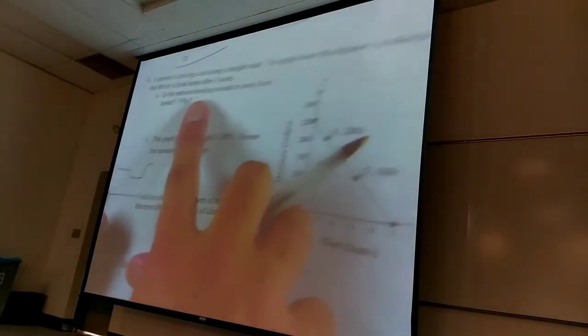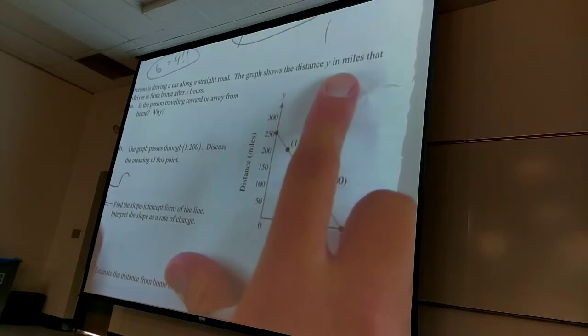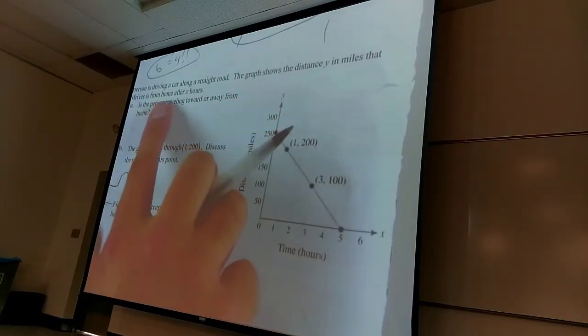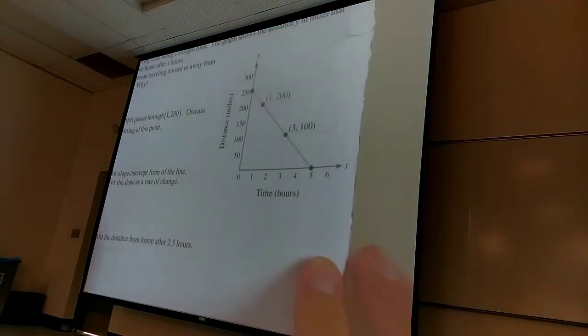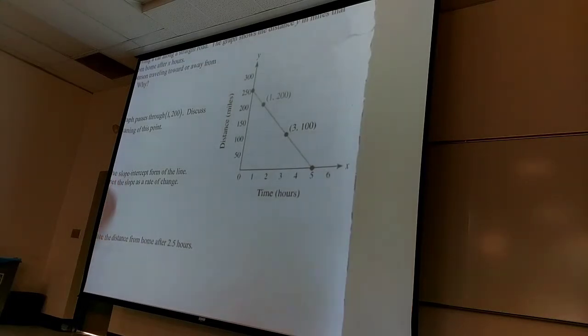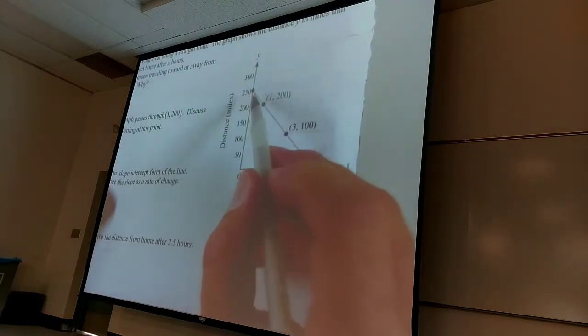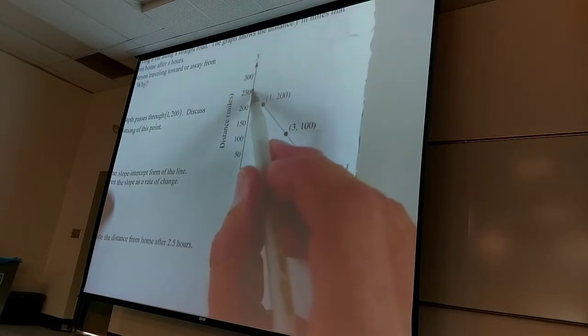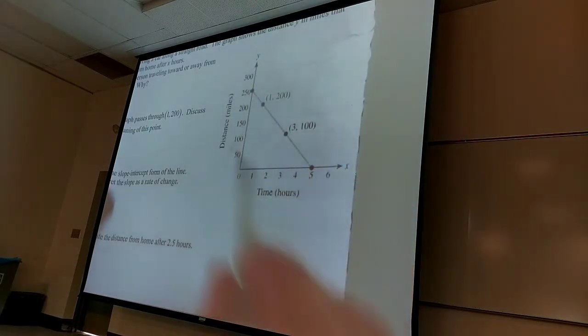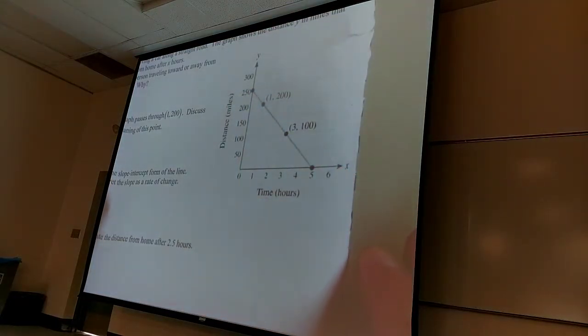Is the person traveling toward or away from home? So this shows the distance in miles the driver is from home. So is the driver going away or towards home? They start off how far away from home? 350 miles away from home. And what happens to their distance from home? It decreases. So are they going towards home or away from home? Towards home. They're getting closer and closer to home. That's what the word towards means.